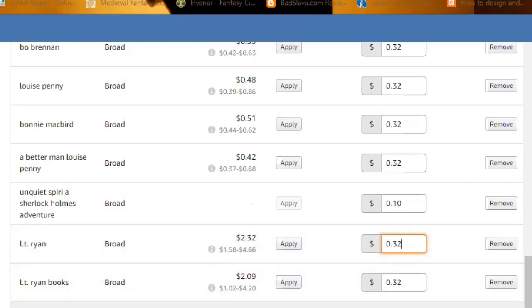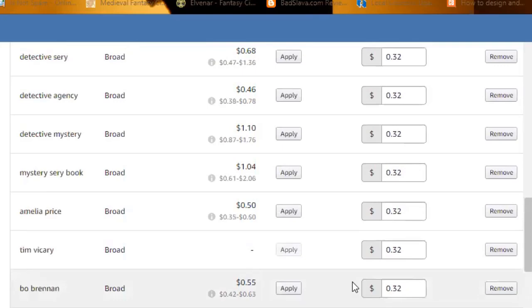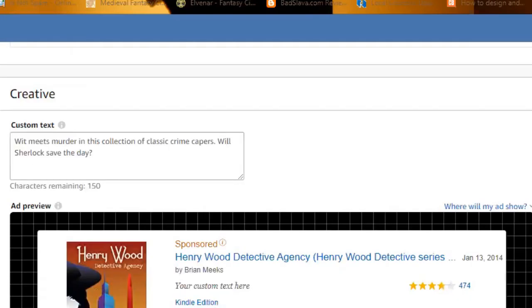Same with LT Ryan books. But LT Ryan deadline doesn't have anything. So I'm going to go 10 cents on that and see if I can get some cheap LT Ryan impressions. And that's it. Let's go write some text.